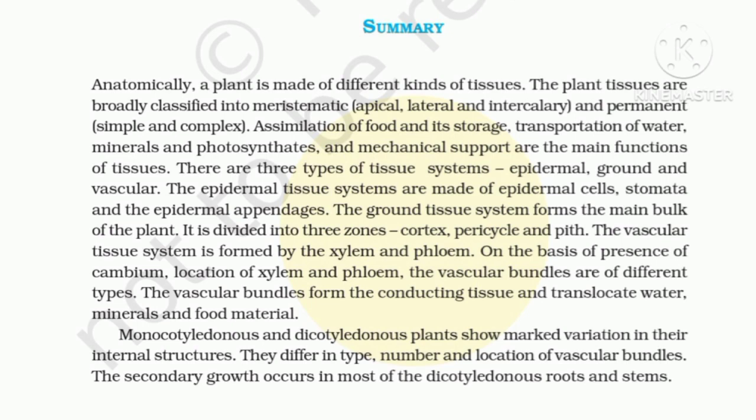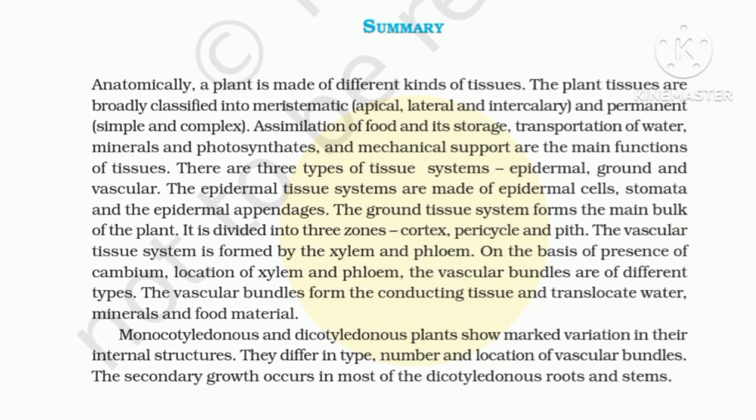There are 3 types of tissue systems: epidermal, ground, and vascular. The epidermal tissue system is made up of epidermal cells, stomata, and epidermal appendages. The ground tissue system forms the main bulk of the plant. It is divided into three zones: cortex, pericycle, and pith. The vascular tissue system is formed by the xylem and phloem. On the basis of presence of cambium and location of xylem and phloem, the vascular bundles are of different types. The vascular bundles form the conducting tissue and translocate water, minerals, and food material.